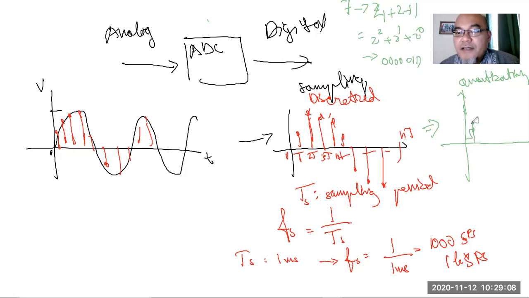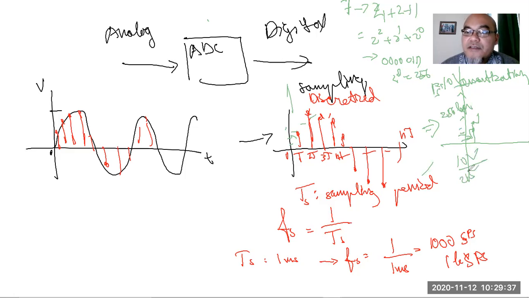Similarly, the value here will be quantized. If we have 8-bit, the maximum is 256, right? 2 to the power of 8 equals 256. So we quantize this value into 256 levels. If the full scale range is tenfold, for example, each quantization level will be tenfold divided by 256. How many? Please calculate it.